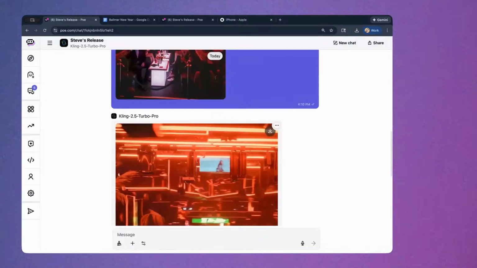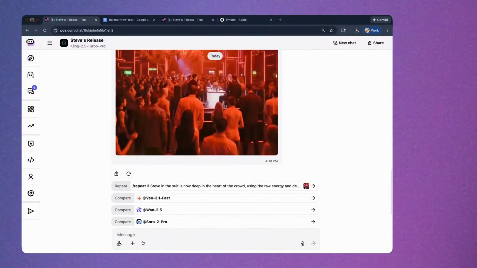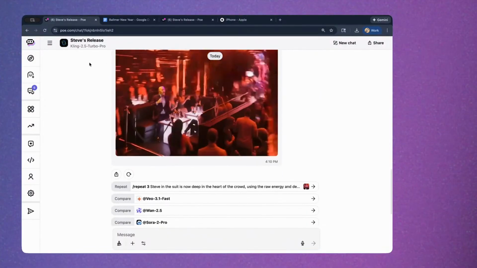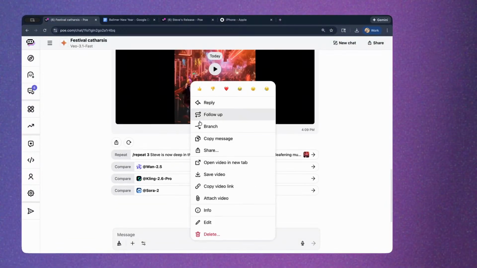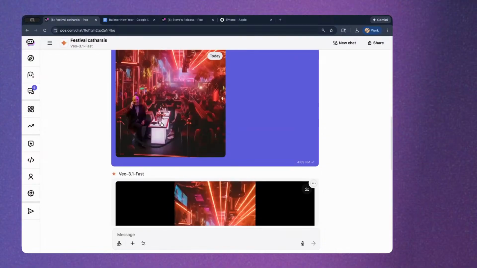Oh, I like the rotoscoping. That's pretty cool. What is it? Barrel roll around? Is that what it's called? Barrel roll around. Let's see if it does that.